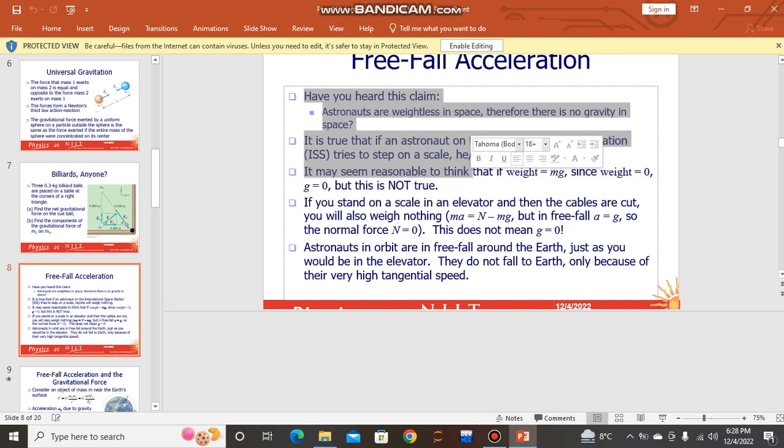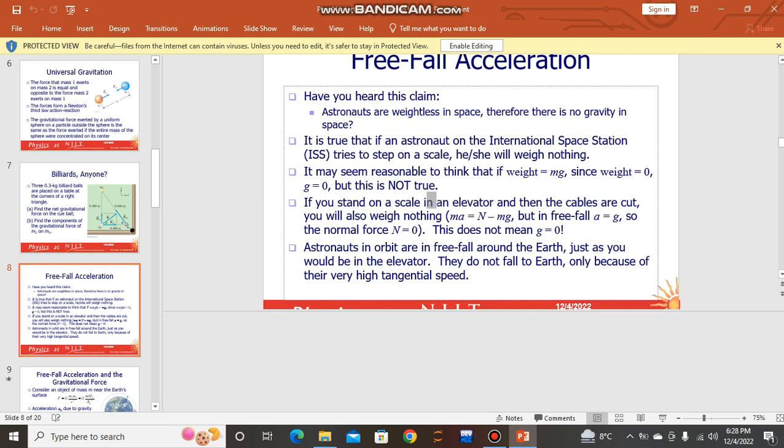If you stand on a scale in an elevator and then the cables are cut, you will also weigh nothing. ma is equal to N minus mg, but in free fall a is equal to g, so the normal force N is equal to 0. This does not mean g is equal to 0. Astronauts in orbit are in free fall around the earth, just as you would be in the elevator. They do not fall to the earth, but only because of their very high tangential speed.